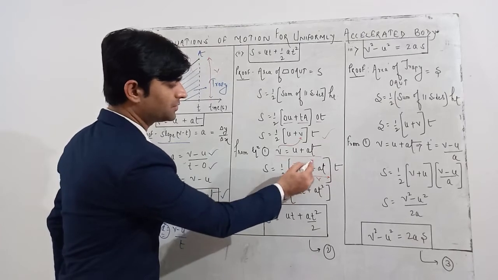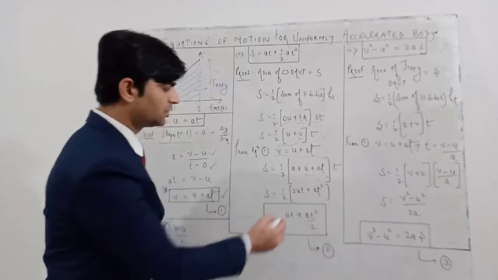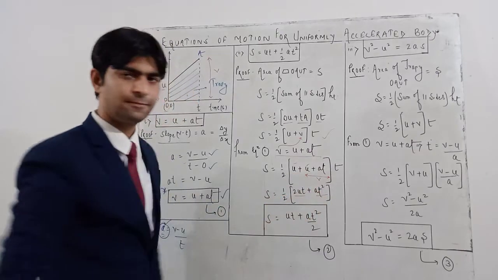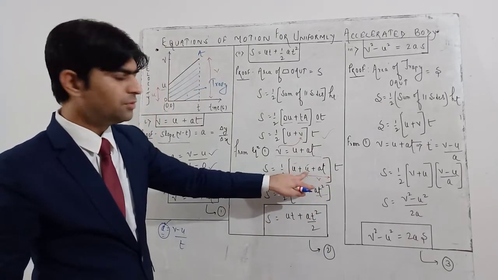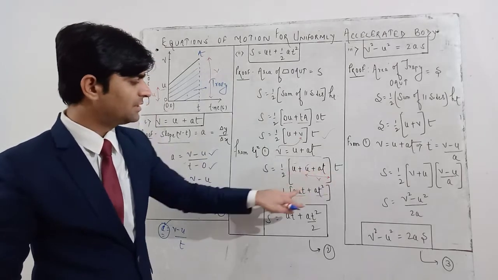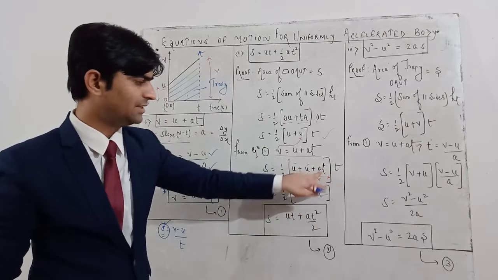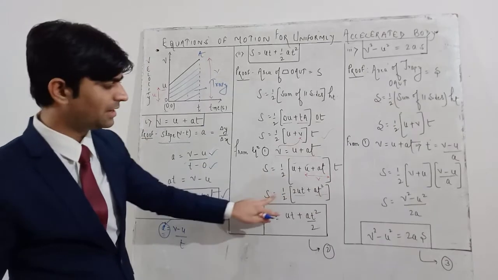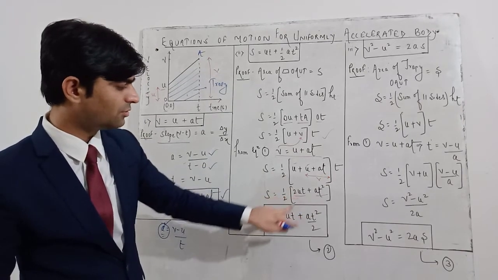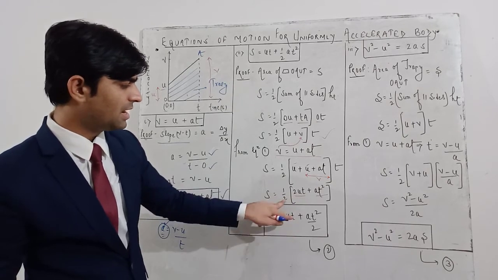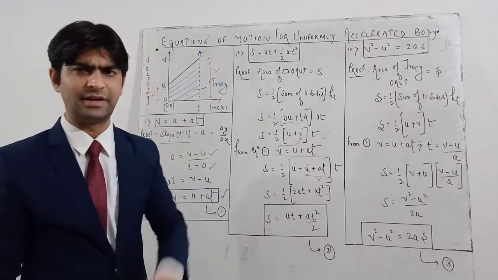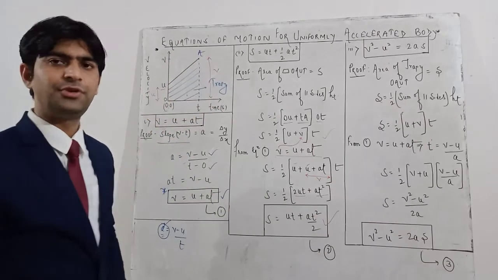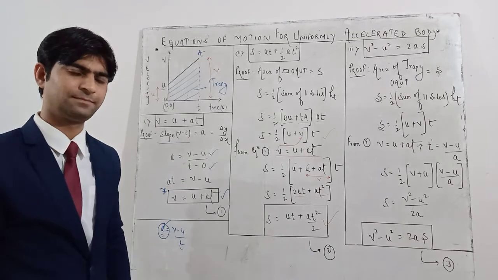So this U plus U becomes 2U, and T is in multiplication. So 2UT plus AT square. U plus U, 2U multiplied with T, so this is 2UT and AT square. Half is outside the bracket, so multiply half inside. The 2 cancels out, so this becomes UT plus AT square by 2, that is half AT square. So you got the second equation also: S equals UT plus half AT square.